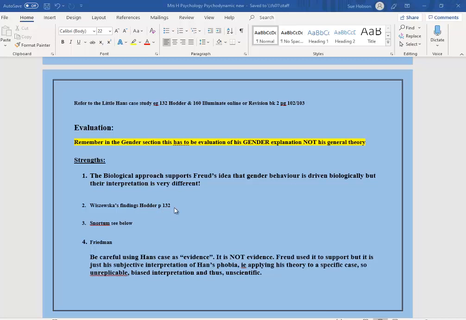So often we hear the common sense view, if you like, that girls are attracted to people who are similar to their fathers. So that would kind of support that.